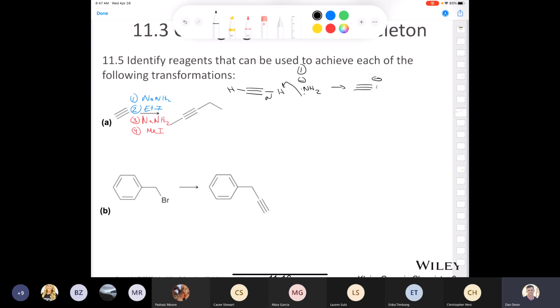Then the student said, treat it with ethyl iodide. I said, yeah. So if we draw ethyl iodide, what are we going to get? We're going to get an SN2 reaction like that. Now you've increased the number of carbons by 2. Now you've got 1-butyne.